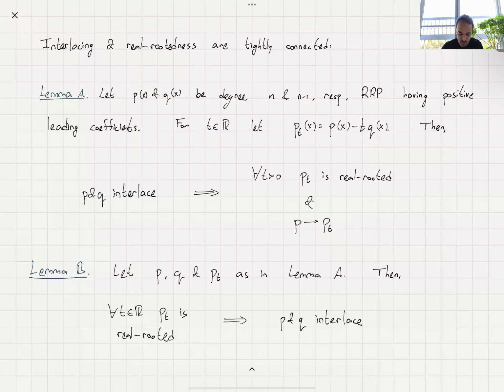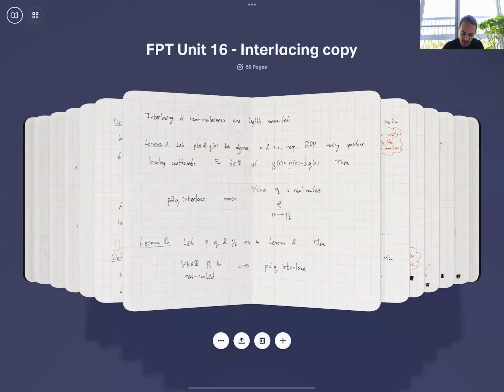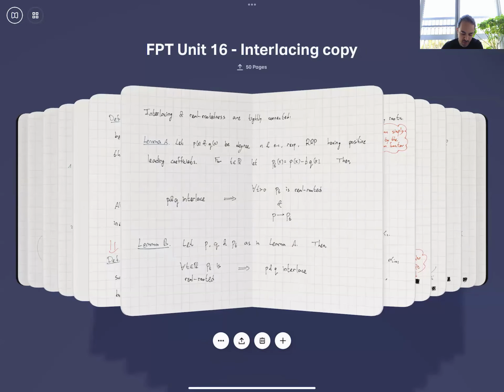Now let's prove lemma A and then lemma B. So what you want to prove is that if P and Q interlace, then P_t is real-rooted, and also that P interlaces P_t. And the point is, if you want to prove that the polynomial is real-rooted, then the proof strategy will be just to find the roots. And if you find enough real roots, that polynomial is going to be real-rooted.